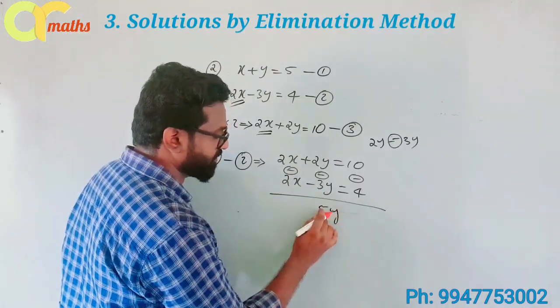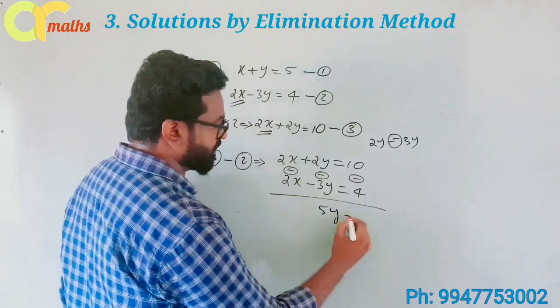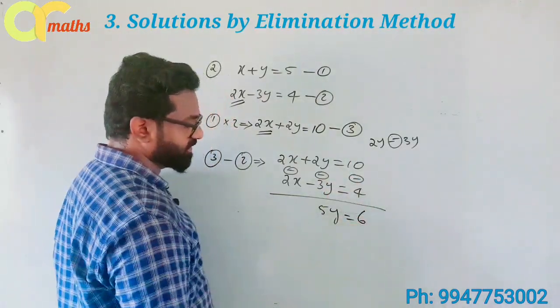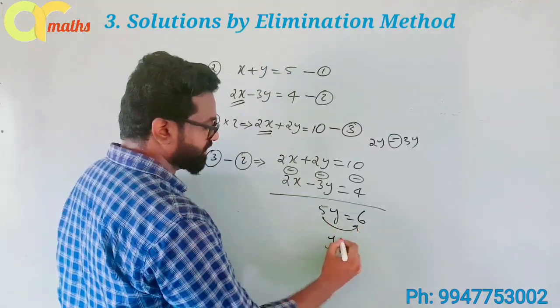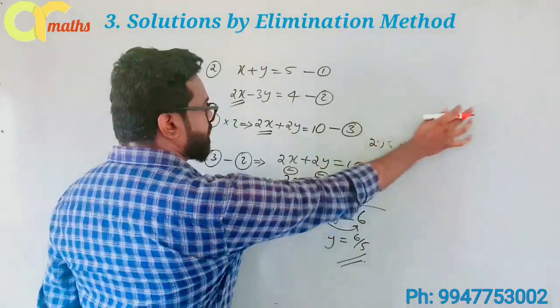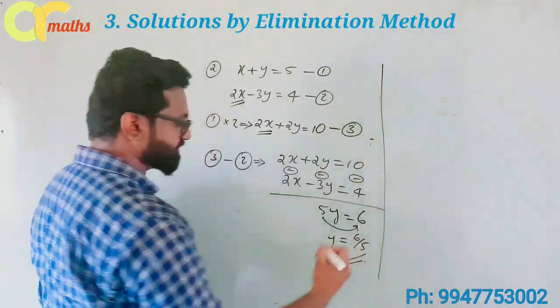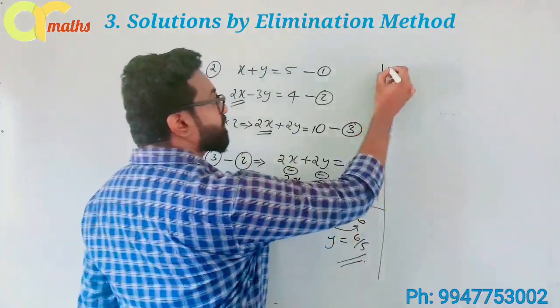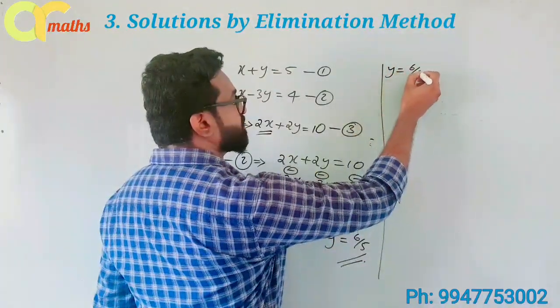That is 5y. 5y is equal to 10 minus 4, that is 6. Then y equals 6 divided by 5. Ready? Then how to find the value of x by substitution method? Ready? Then y equals 6 by 5.